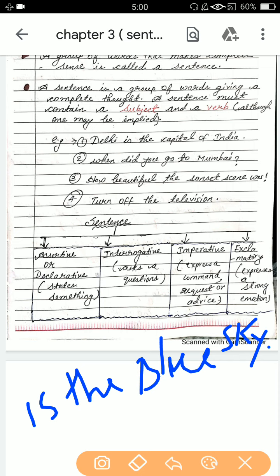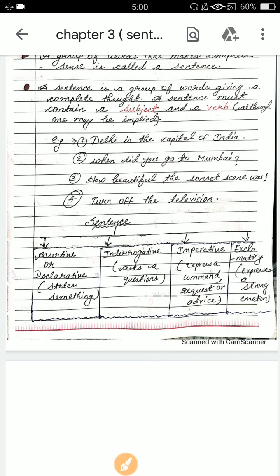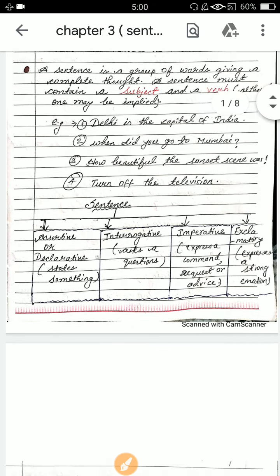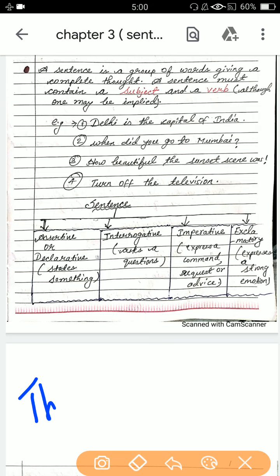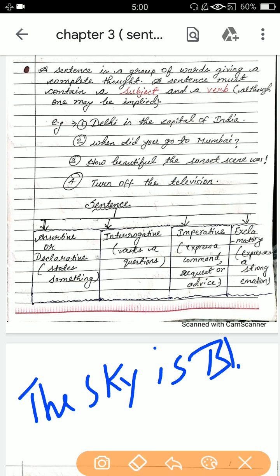So if we arrange this group of words like this, the sky is blue, this group of words is called a sentence, because from the sentence we get to know that it's talking about color. It conveys an idea that the sky is blue. So this group of words which conveys a complete thought or complete idea is called a sentence.